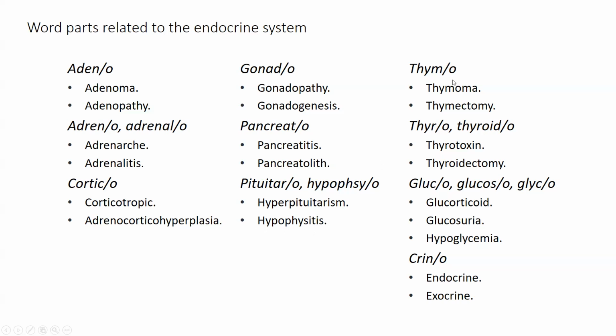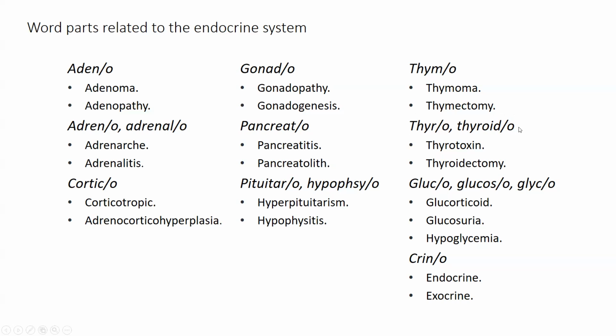Thymo refers to the thymus. The thymus gland is mostly concerned with the development of certain types of white blood cells. But a thymoma would be a mass on the thymus. Thymectomy would be removal of it.